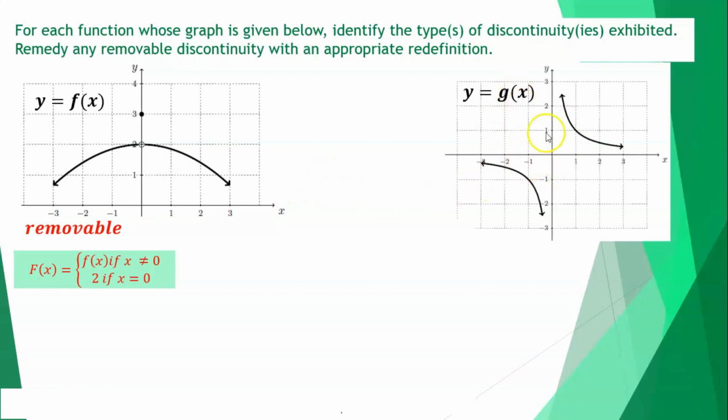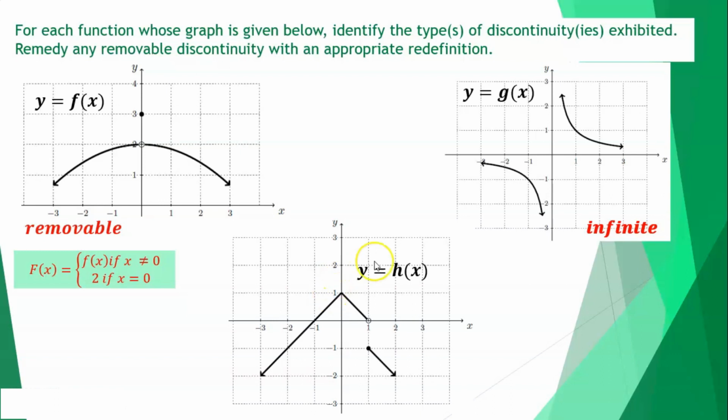This is g of x, so with this, it is an infinite discontinuity. Another, this is a graph of h of x. Take note, there is a gap at x equals 1, so this is an example of a jump discontinuity. Okay, next.